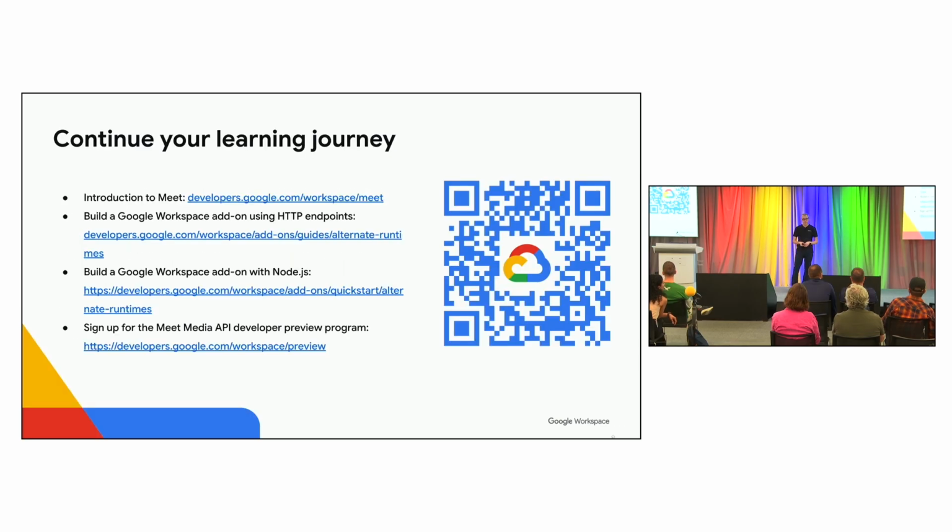So that pretty much wraps it up for me. Please take a screenshot of this or check out the QR code. The QR code leads to the first bullet, which is an overview of all of our different Meet platforms. If you are interested in building an add-on, the second and third bullets are really great introductions into how to do that, how to build something with Node using our quick starts, and then how to get ready and deploy it.